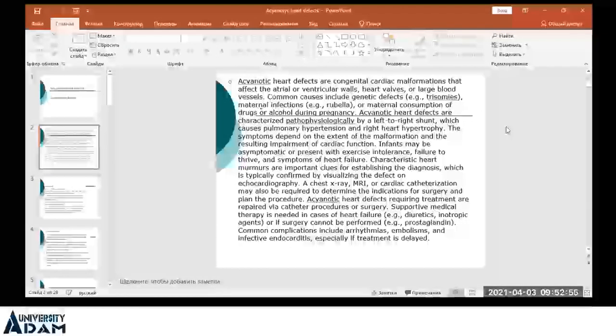Acyanotic heart defects are congenital cardiac malformations that affect the atrial or ventricular walls, heart valves, or large blood vessels. Common causes include genetic defects, for example, trisomies, maternal infection, for example, rubella, or maternal consumption of drugs or alcohol during pregnancy.